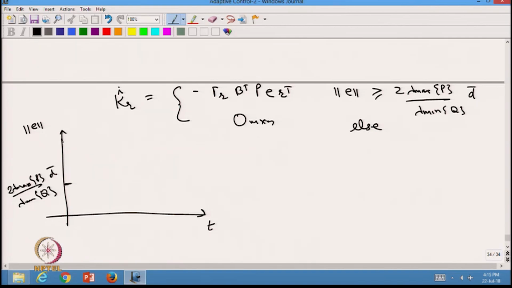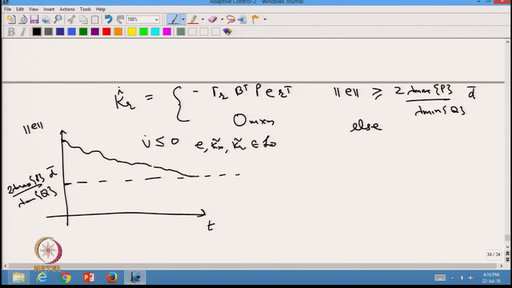Okay. So, anything above this, suppose the error starts above the dead zone, then of course, we will follow the classical adaptive laws, and V dot in this case is less than or equal to 0, which means that E, kx tilde and kr tilde are bounded. Okay. Now, when the tracking error tries to go below the dead zone, that is when we stop the updation. So, in this case we say that kx hat dot is 0 and kr hat dot is 0. So, at this time instant, say t1, whatever value that kx hat and kr hat had, they will stay the same as long as the error stays within this dead zone.